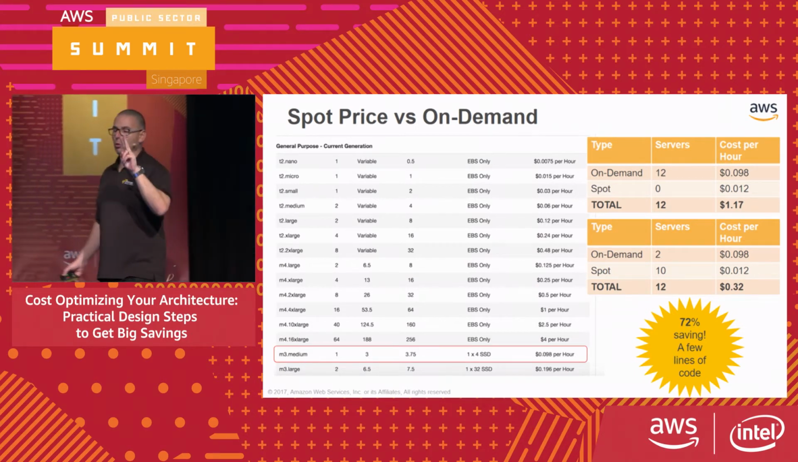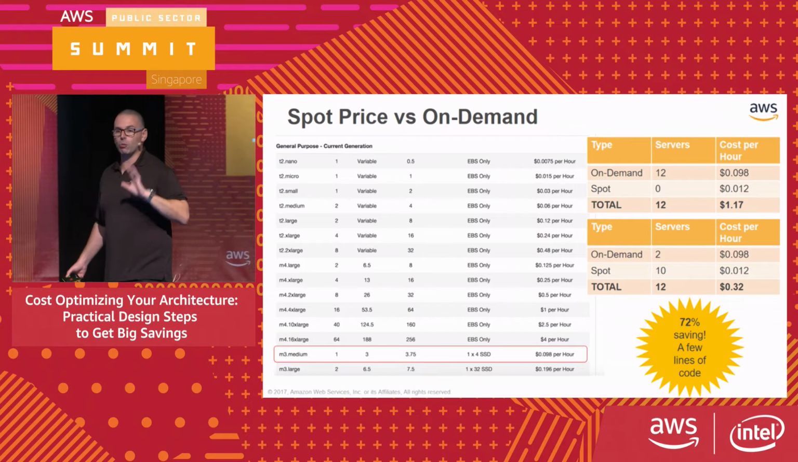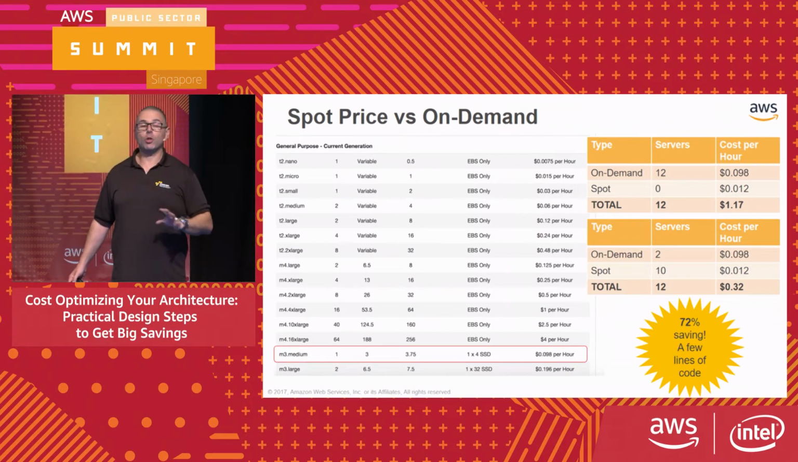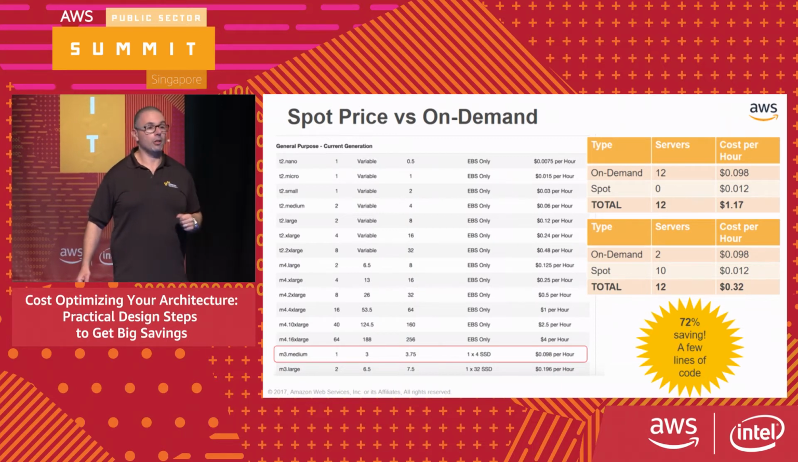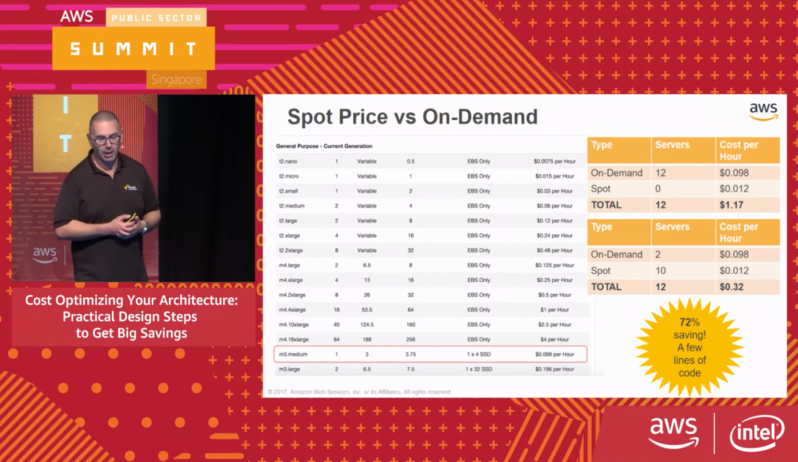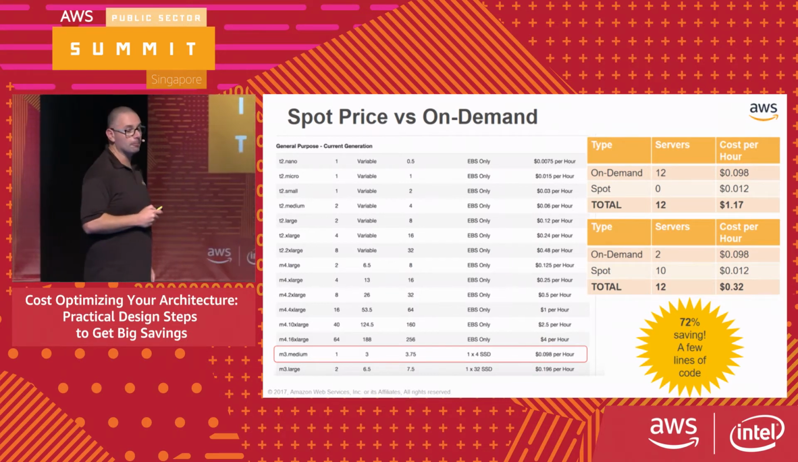However, if I say I'm going to have 2 servers running at my core on-demand and the rest is spot, suddenly I'm down to 32 cents an hour. 72% saving, a couple of lines of code. Back in the hug zone again, aren't we? Scary zone to be in, but that's where we spend our time. What else can we do?